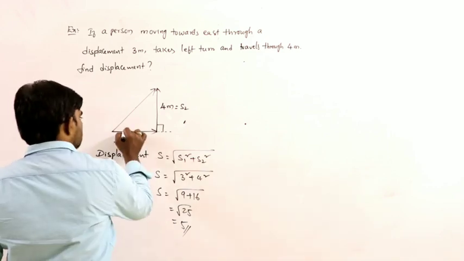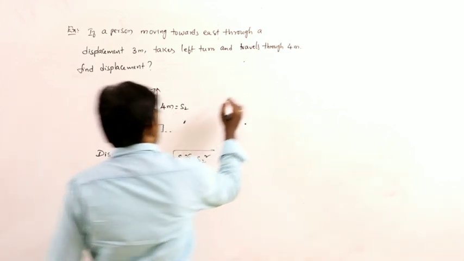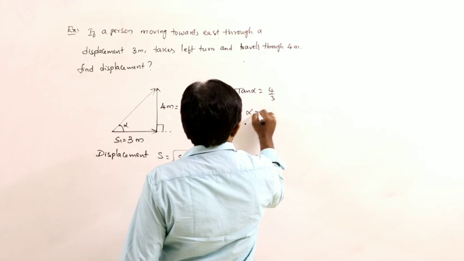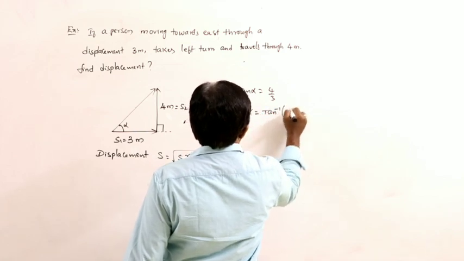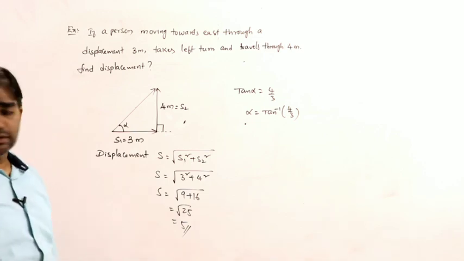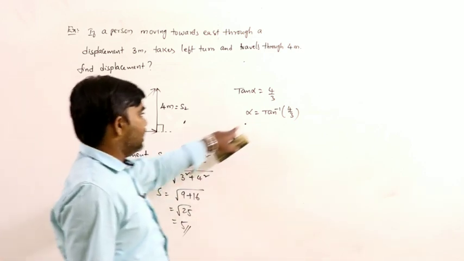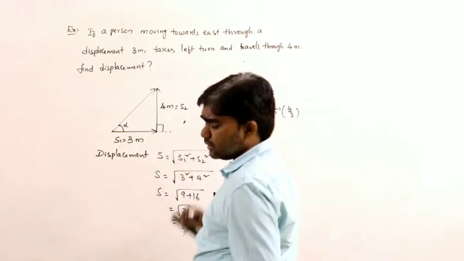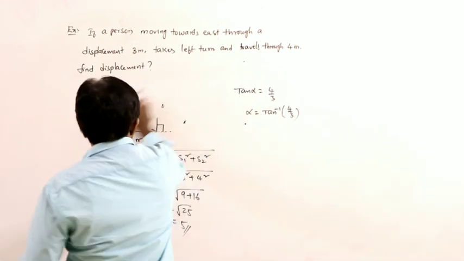What is the direction? Tan alpha is equal to 4 by 3, so alpha is equal to tan inverse 4 by 3. This is the displacement and this is the direction. This is the way to calculate the resultant of two vectors simply.